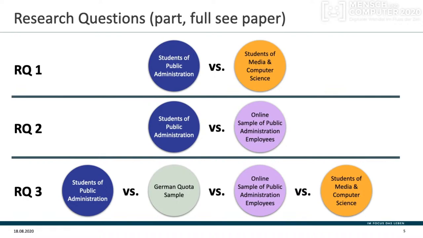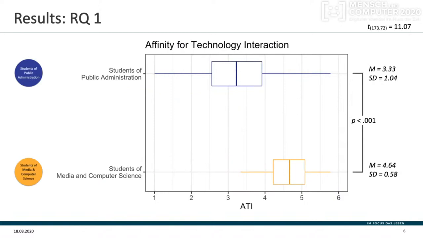So we ask regarding ATI, do students of public administration differ from students of media and computer science? Do students of public administration differ from people who work in public administration and were recruited via an online forum? And how do these samples compare to each other, especially in comparison to a quota sample of the German population? Comparing the students, both are classroom samples, so they more or less all had to participate, and both are so-called digital natives. But not surprisingly, for media and computer science, ATI is much higher.